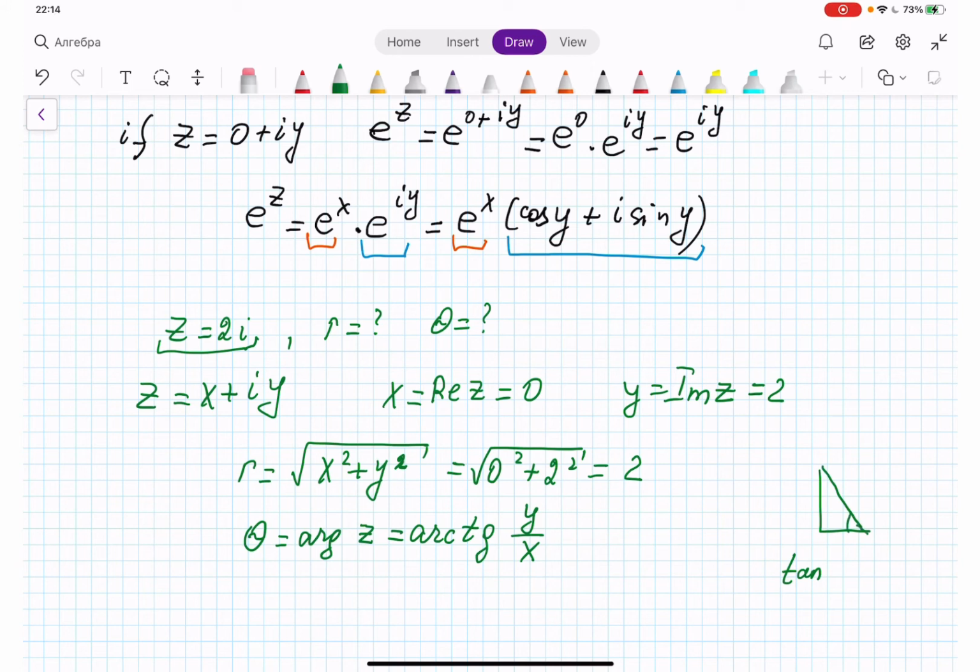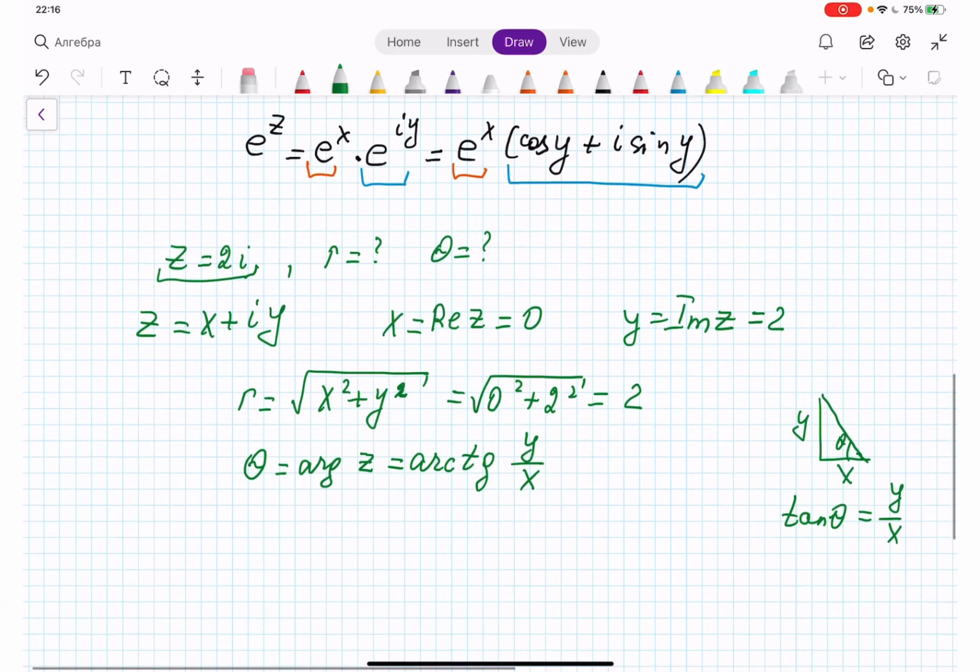Let's say this is our theta. That's what I was saying. This is y, this is x, because vertical is always y, horizontal is x. I don't want to change it now. So tangent theta is always equal to the opposite leg over the adjacent leg, right?